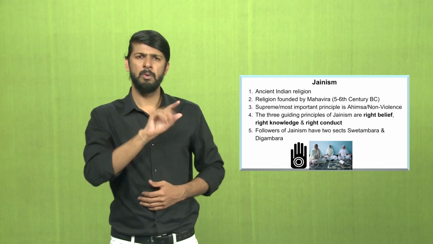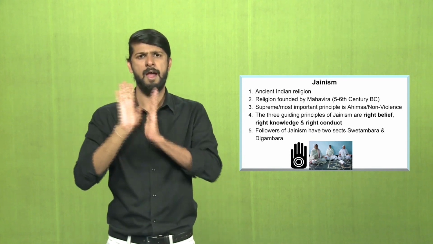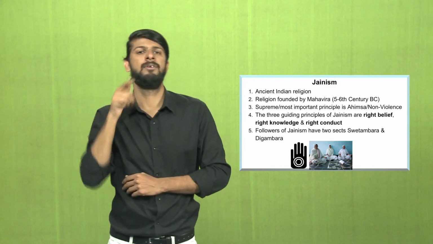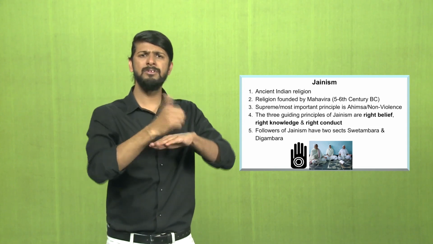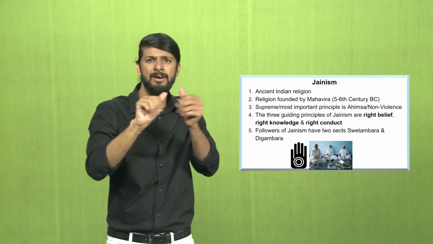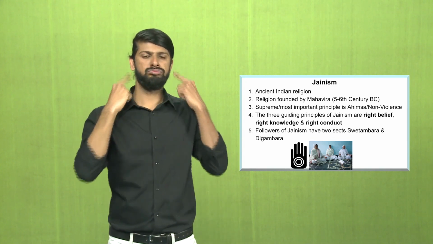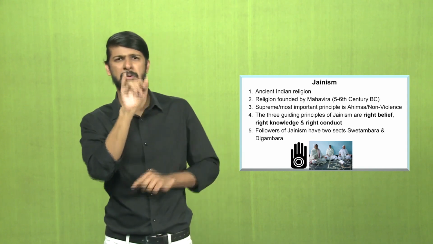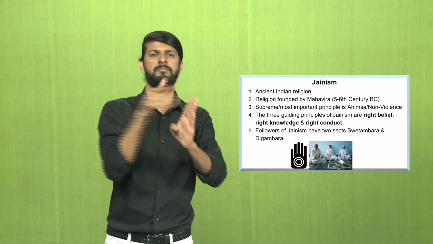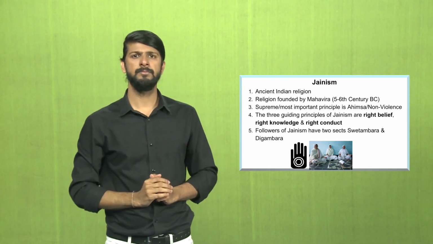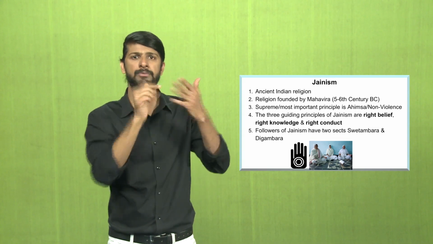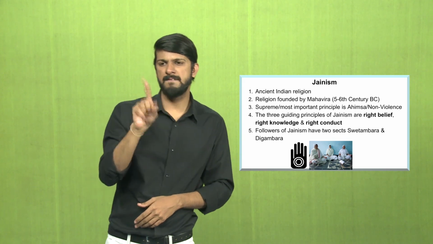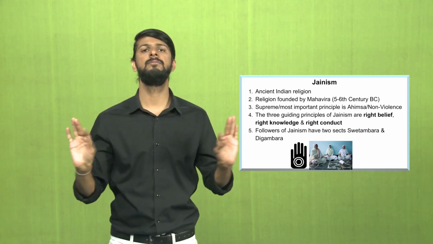Jainism. Jainism is an ancient Indian religion. This religion was founded by Mahavira during the 5th to the 6th century BC. In Jainism, the most important principle is ahimsa or non-violence.